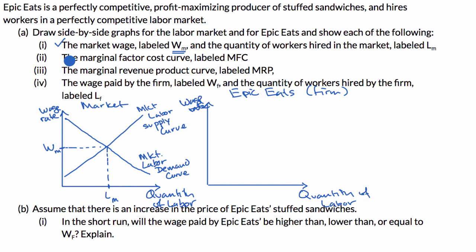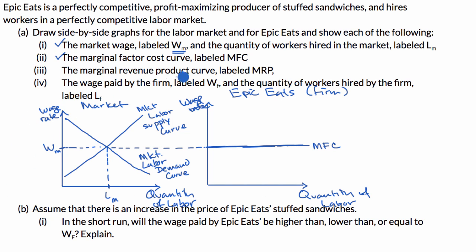Then they want us to focus on the marginal factor cost curve labeled MFC. Well, that's what it's going to cost Epic Eats to hire folks. And we're dealing with it hiring in a perfectly competitive labor market. So it's just going to pay the market wages. So let me do that. So this is going to be the price it pays for labor, which is its marginal factor cost curve, MFC, just like that. So I did the second part.